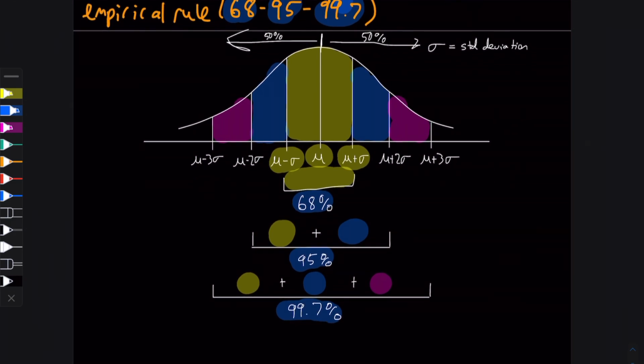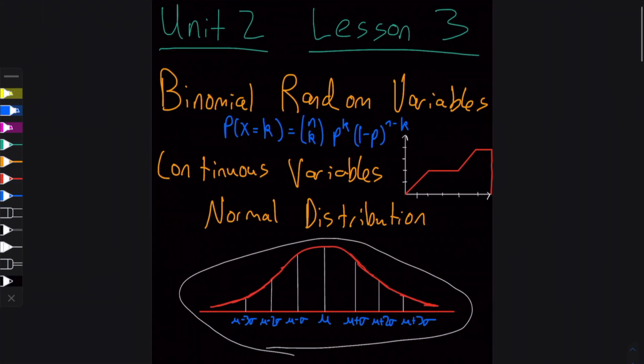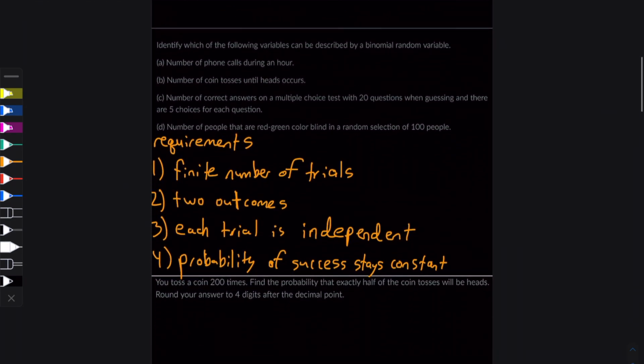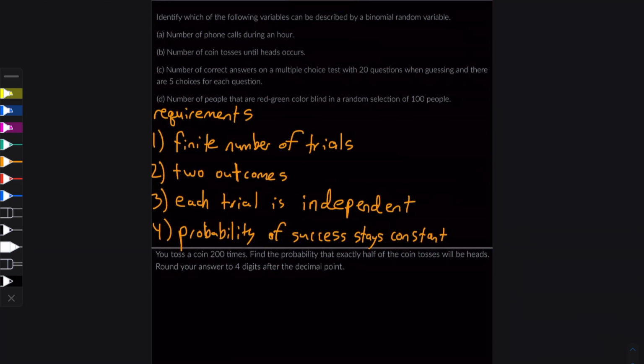Okay, so now let's go work some problems. So we'll come here and the first problem says, identify which of the following variables can be described by a binomial random variable. A, number of phone calls during an hour. And so I copy and pasted our requirements here. So remember, it's finite number of trials, 2 outcomes, each trial is independent, and the probability of success stays constant.